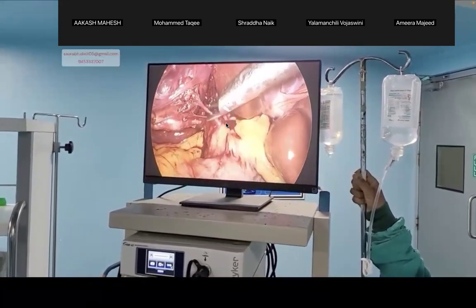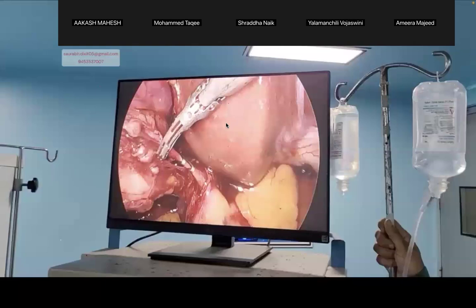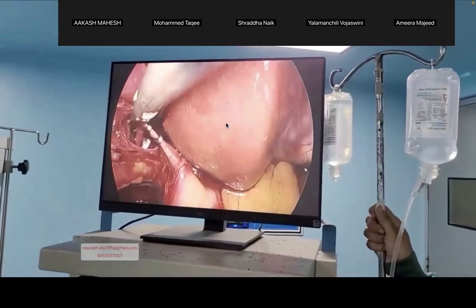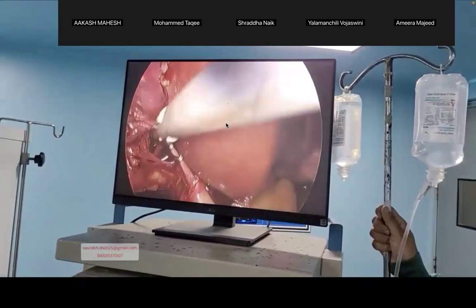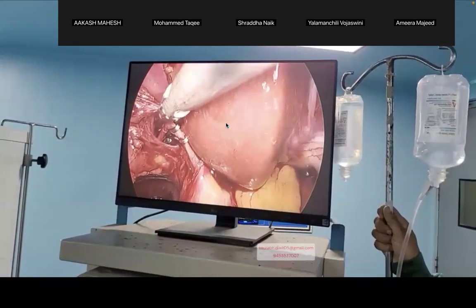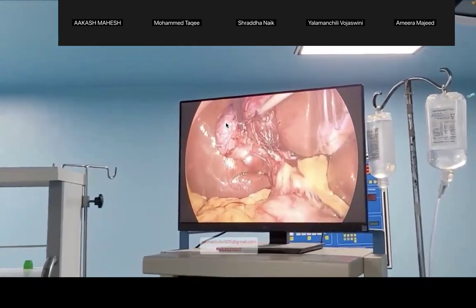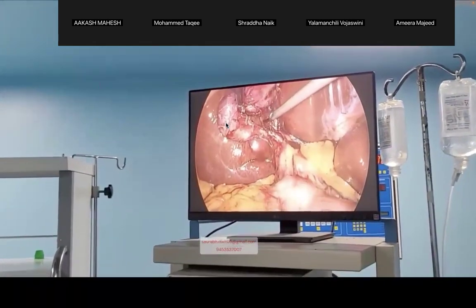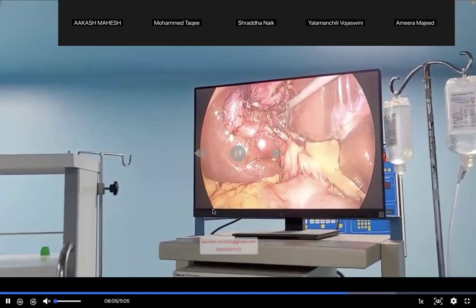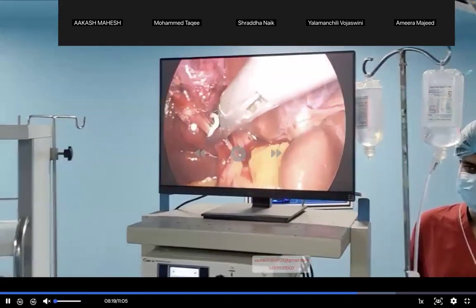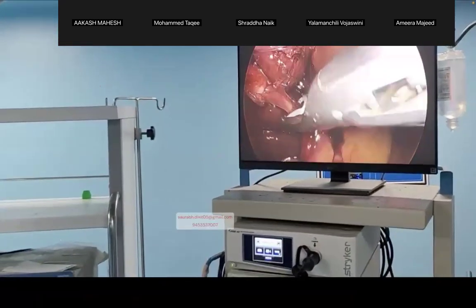Just see the meticulous dissection. It is not bleeding. You are having a 25 times magnified view, and the upper pole I'm taking just with the harmonic. I'm not even putting a clip on that. So we will divide it. So once we have divided it, now you can see a wide cystic area. So cholecystohepatic triangle is widened, and then the very same thing that we have is, let us clip on the cystic duct. So this is a hemolog.